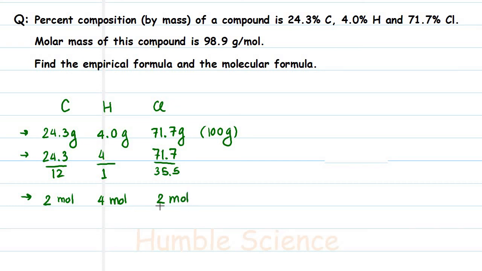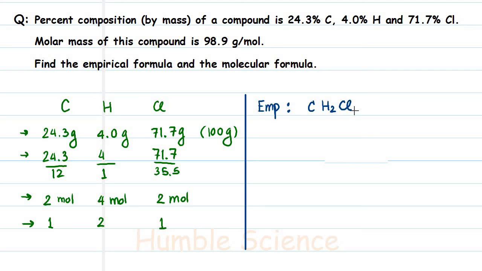And so we can divide this by the smallest number, which is 2 over here. So it is going to be 1, 2, and 1. So that is the smallest ratio of the elements in this compound. So that means the empirical formula for this compound is going to be C1H2Cl1. Okay, so the next step is to try to figure out the molecular formula.